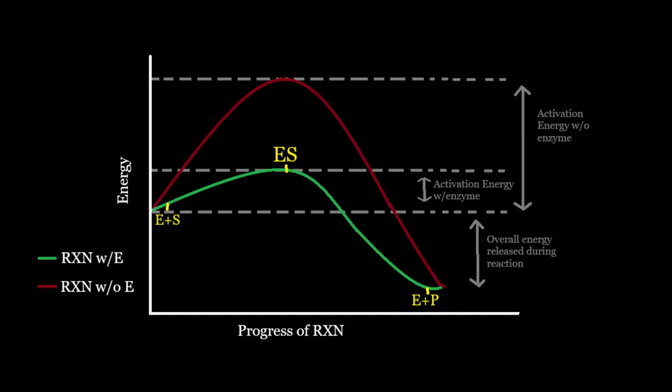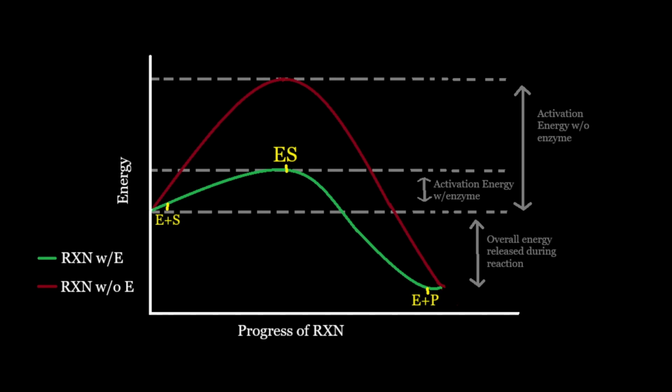Without an enzyme, the barrier is high, so the reaction happens slowly. With an enzyme, however, the activation energy is lower, so the reaction happens faster. Notice that the starting and ending energy are the same for both curves. Enzymes, again, do not change the overall energy of the reaction, and they do not change the equilibrium. They only lower the activation energy.